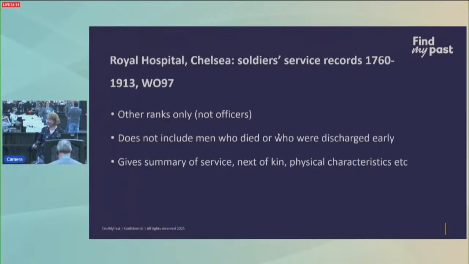So when we talk about the Chelsea records, WO97, this includes other ranks only. This is not officers. So it's the average soldier. Does not include men who died or who were discharged early. Gives a summary of service, generally a 4-page attestation paper, but may also include discharge documents, correspondence, and additional paperwork.